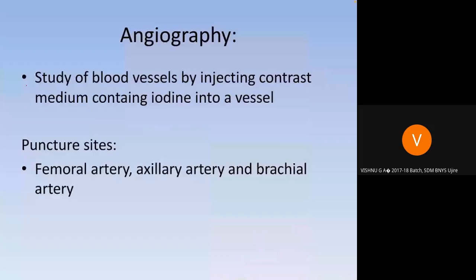Angiography is where you view the blood vessel, and you see the main arteries, and you look for any blocks, any alternate pathways for blood, and any pathology in the wall. And for angiography we have to give a contrast. So the contrast can be given through a femoral artery, an axillary artery, or a brachial artery. These are the common sites. However, femoral artery is used more commonly.